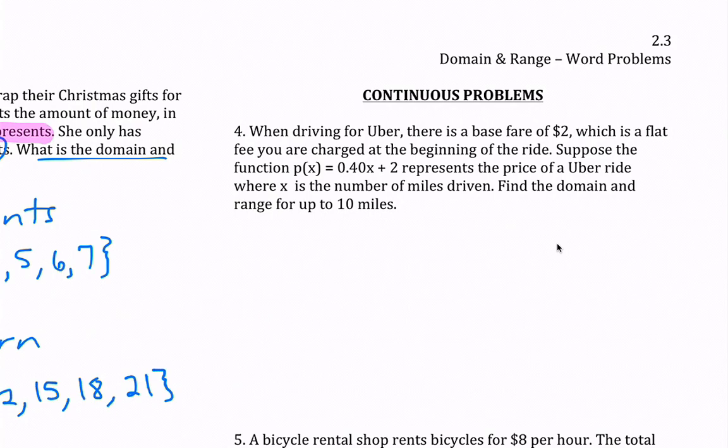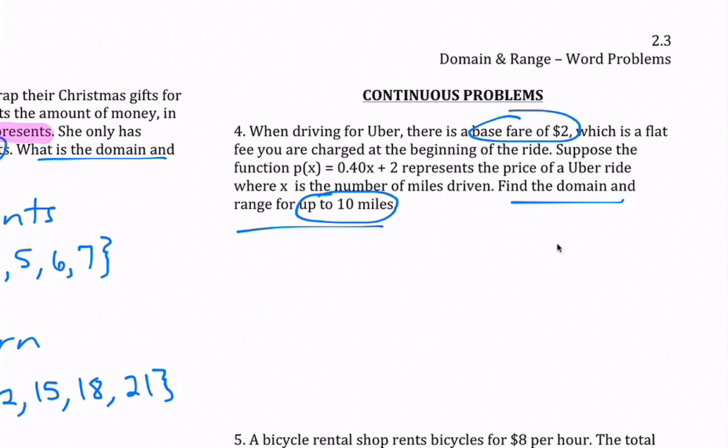Okay, so on this one, we're going to start with C. We're going to circle the key numbers. So I know that there's a base fare of $2. I know that we're going to do this for only up to 10 miles. We're going to underline the question. We're going to find the domain and range for up to 10 miles. We're going to box any math action words. Don't see any of that. Eliminate any information we don't need. We pretty much need all of it. And then, so now we're going to solve and check.